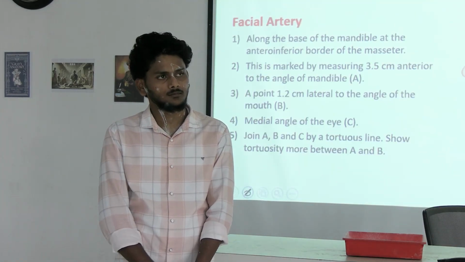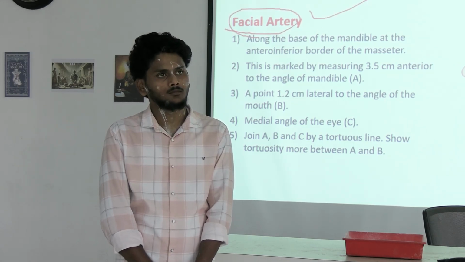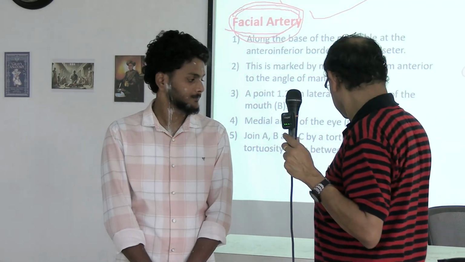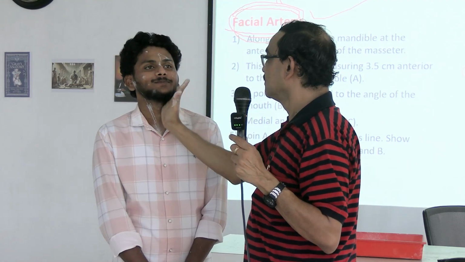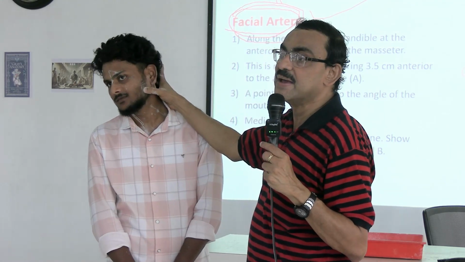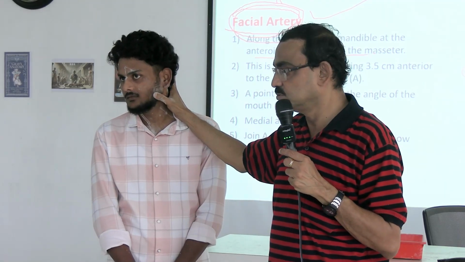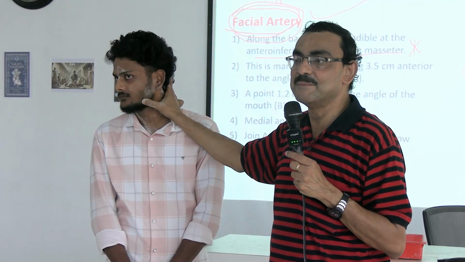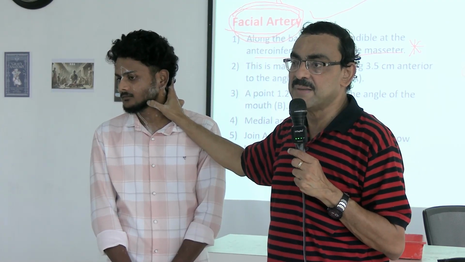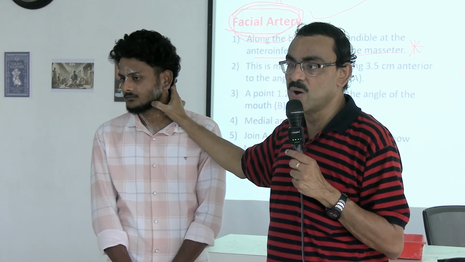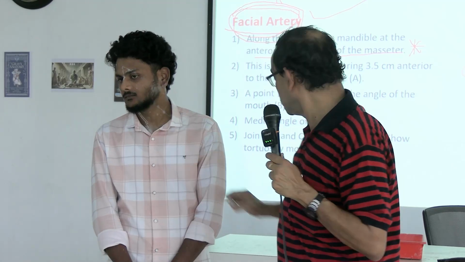Very very important, even if you forget everything else, don't forget this: the facial artery in the face. We have to feel the masseter muscle. How can we feel it? We have to clench the jaw. We can feel the masseter muscle, and this is the junction between the mandible and the masseter muscle, at the lower border of the mandible and the anterior border of the masseter muscle. We have to put one point here.